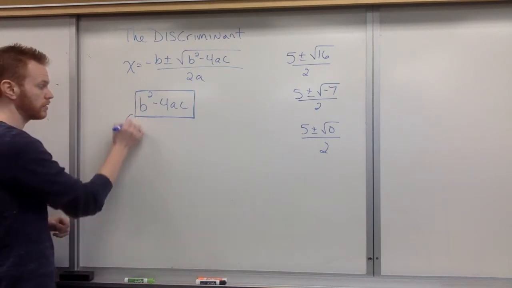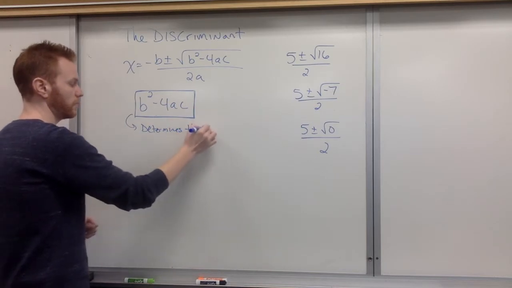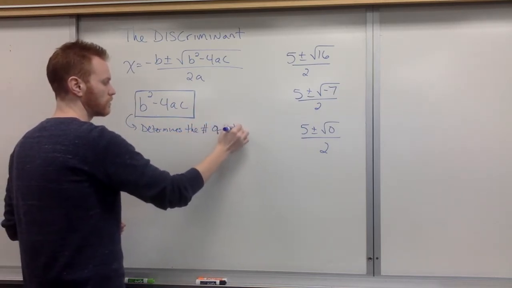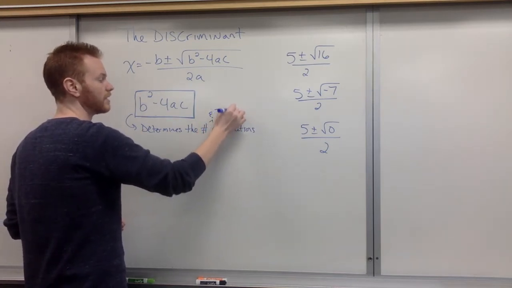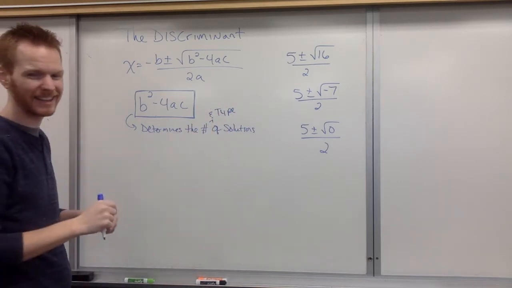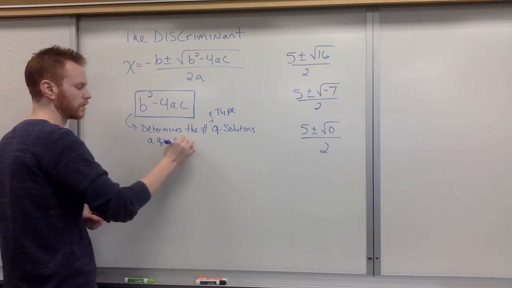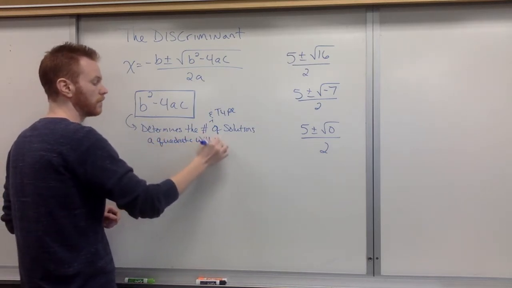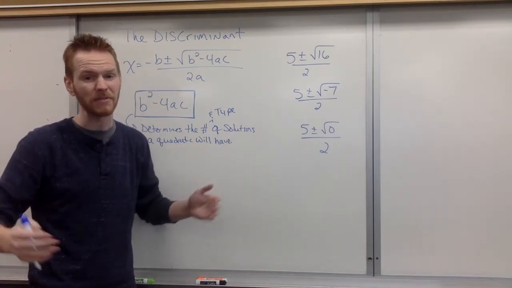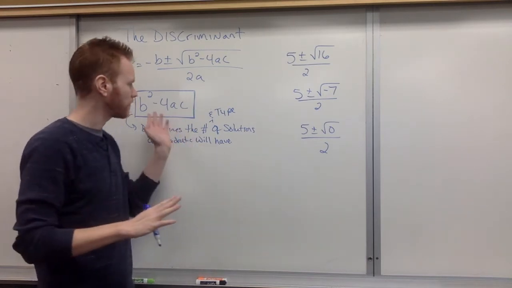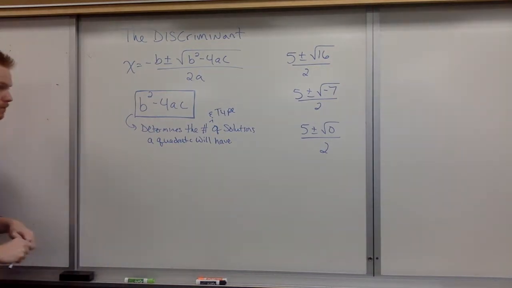Okay, so this determines the number and type of solutions a quadratic will have. Full disclaimer, quadratics aren't the only thing that has a discriminant, okay? Cubics have a discriminant. So I don't want to restrict that to just quadratics, but since we're talking about quadratics, we'll leave it like that, okay?